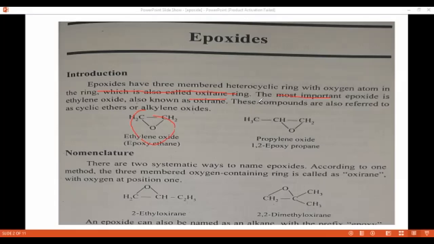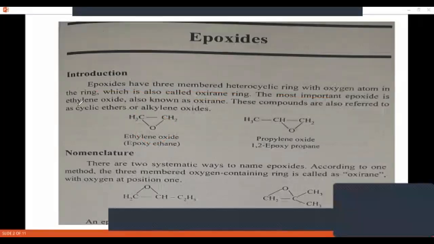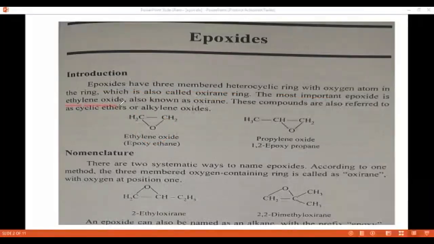The most important epoxide is ethylene oxide, also known as oxirane. These compounds are also referred to as cyclic ethers or alkylene oxides.